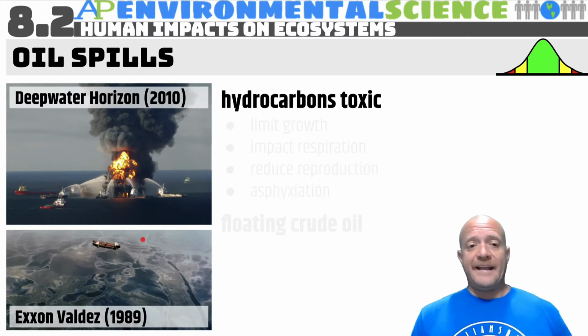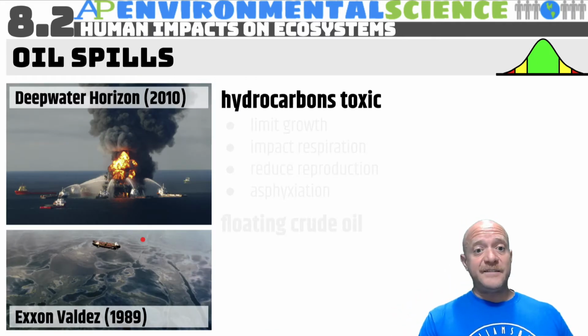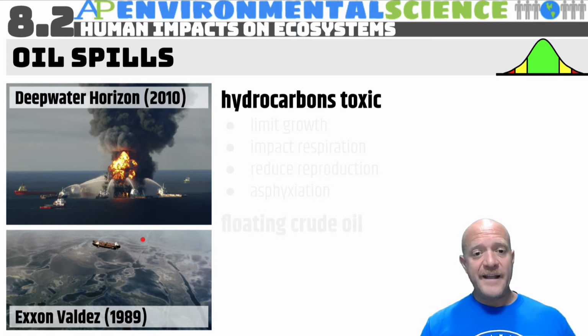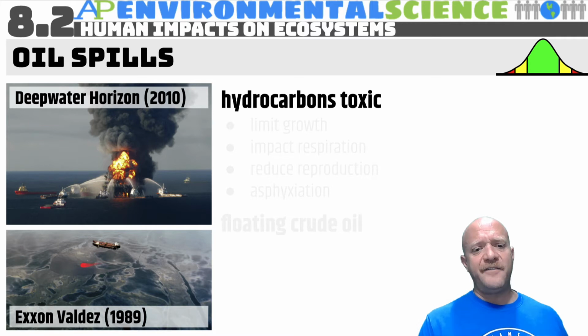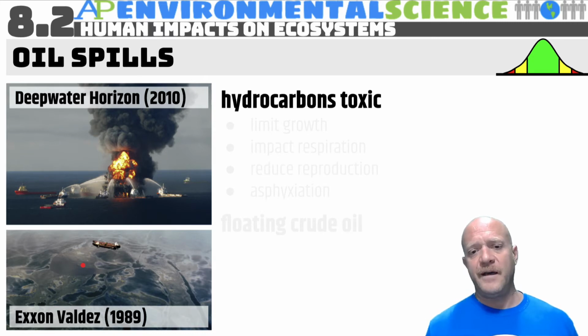So another thing that can happen in aquatic ecosystems is an oil spill. And we have two examples of oil spills. We have the Deepwater Horizon, which was in 2010, and that was basically an offshore oil rig. It was on fire for many, many days, like weeks. And also the Exxon Valdez was in the Arctic up by Alaska, and the ship ruptured and leaked out 20 million gallons. I don't know exactly how many it was.